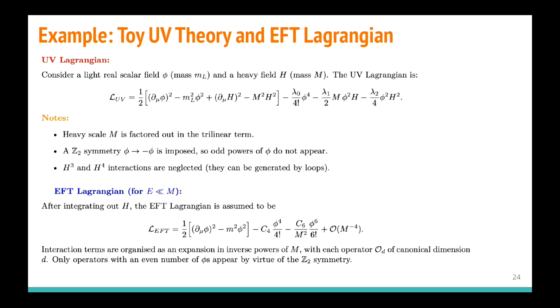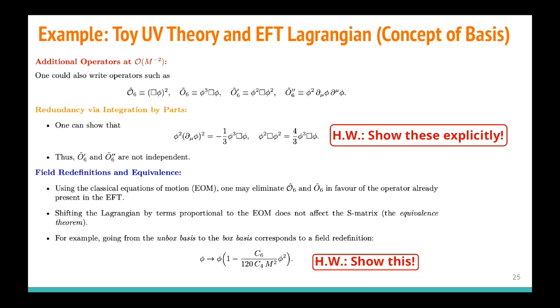So note here that I had only written a dimension 6 term like phi to the power 6 by 6 factorial, right? However, why didn't I write these other terms? I could also have written terms like O6 hat is equal to phi box phi, where box is the D'Alembertian operator squared, then O6 tilde phi cube of box phi, O6 tilde prime phi squared of box phi squared, and O6 tilde double prime of phi squared del mu phi del mu phi. So I could have written all of these terms, but I just wrote one term.